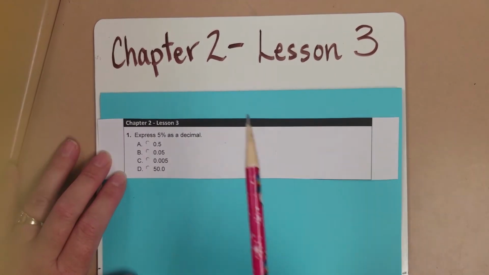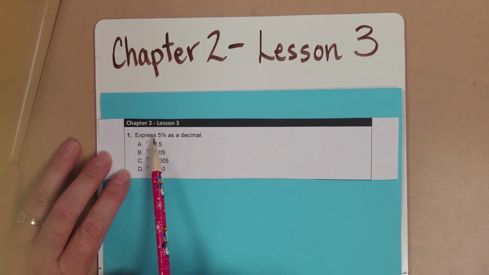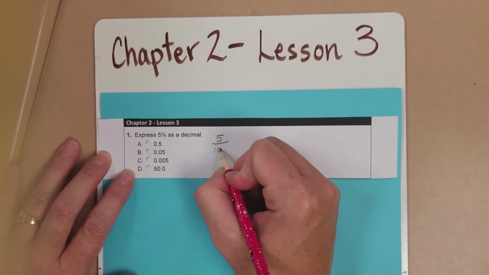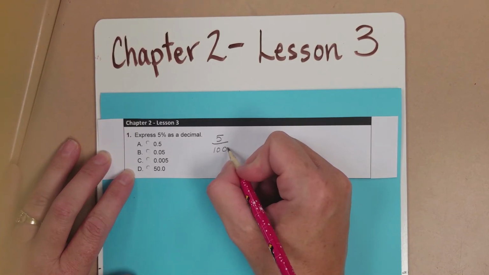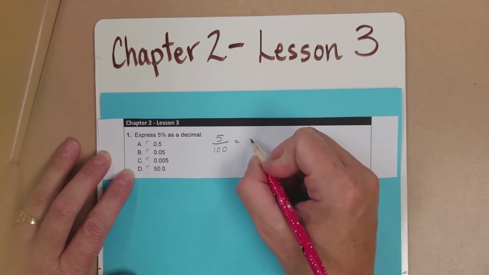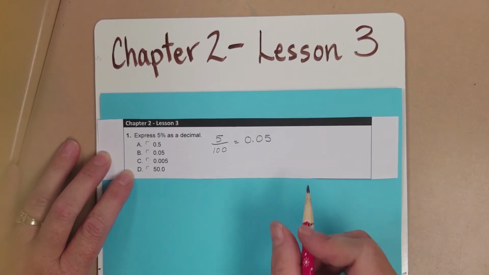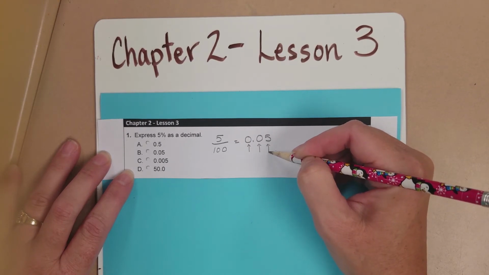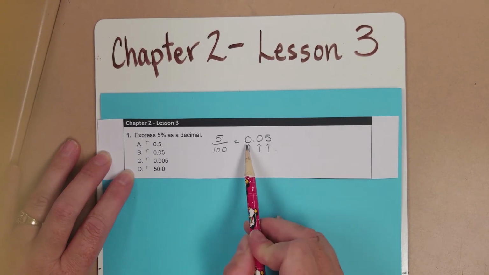The following questions are for Chapter 2, Lesson 3. Question 1. Express 5% as a decimal. 5% is 5 per 100. This says 5/100. So we're going to write 5/100. This is the ones place, the tenths place, the hundredths place. So this number is 0.05, or 5/100.